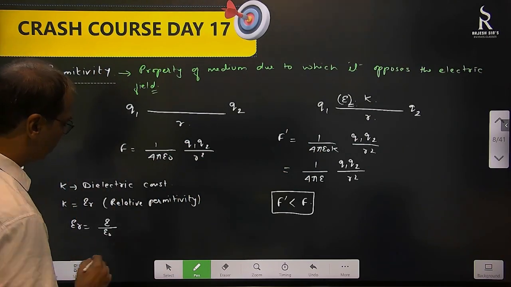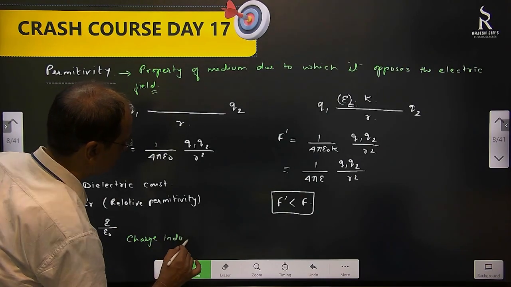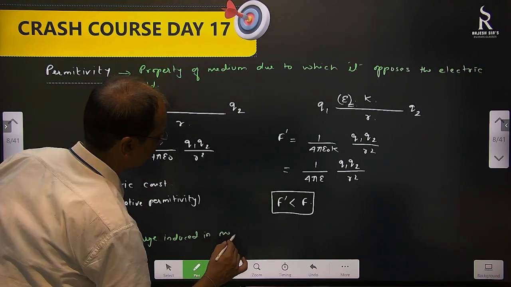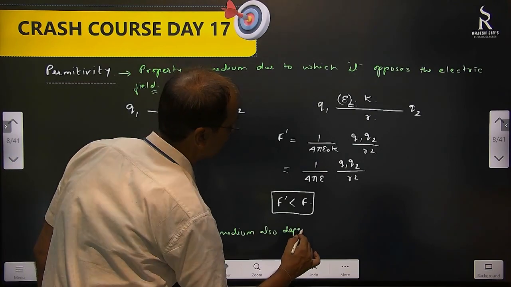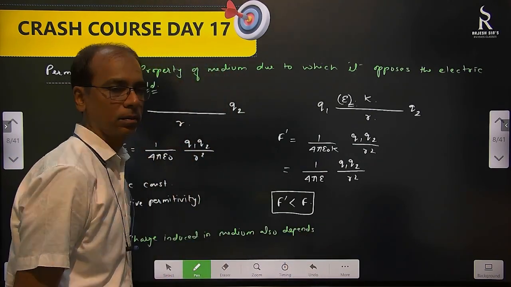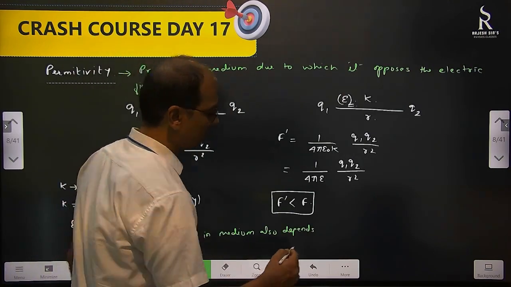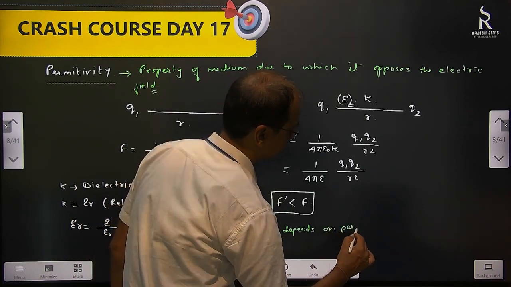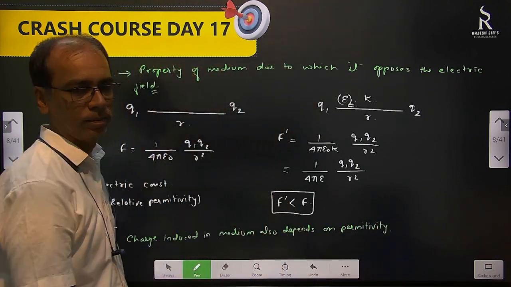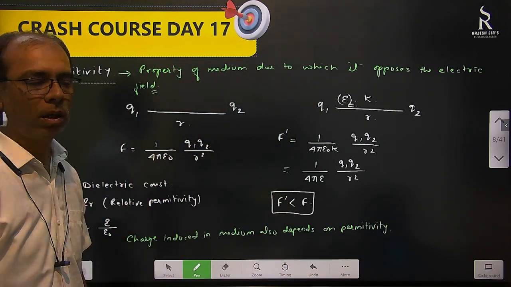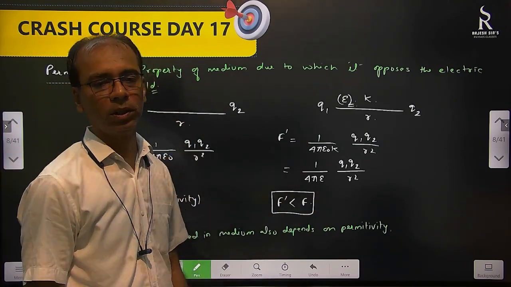Where to write it? Here. Charge induced in medium also depends on permittivity. Or you can say how much charge can be stored inside a medium also depends on permittivity. And whose permittivity is least? Free space. Free space permittivity is least. As you go to any other medium, permittivity is only going to increase.